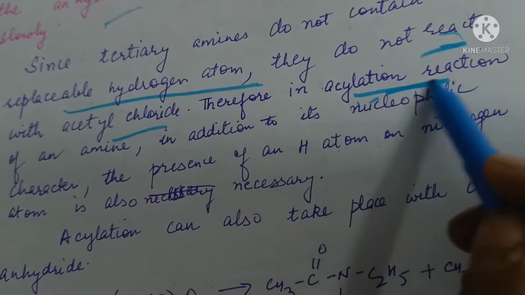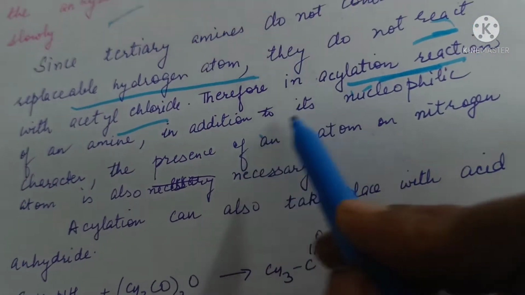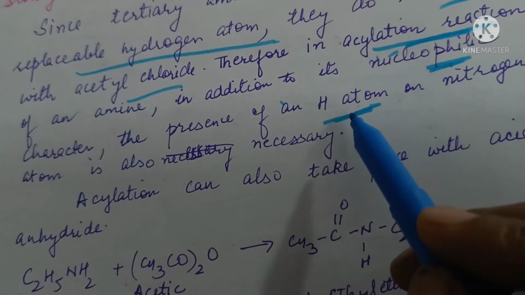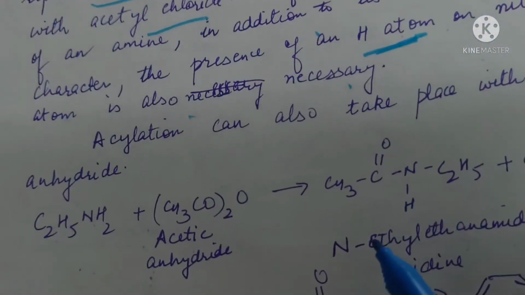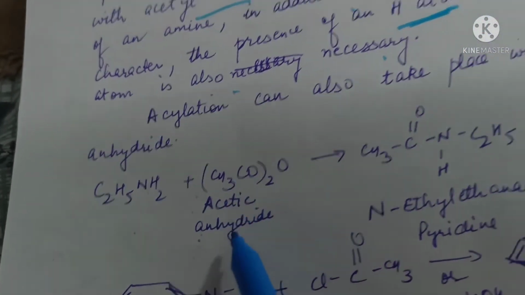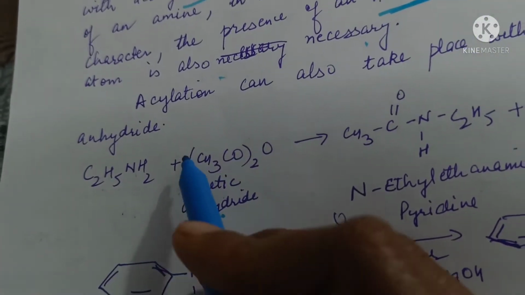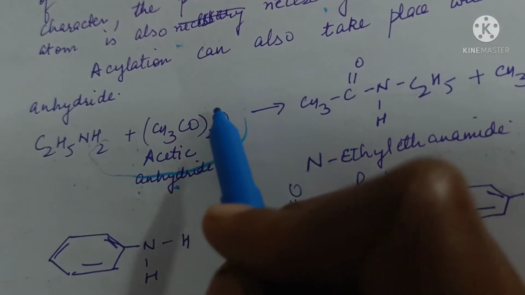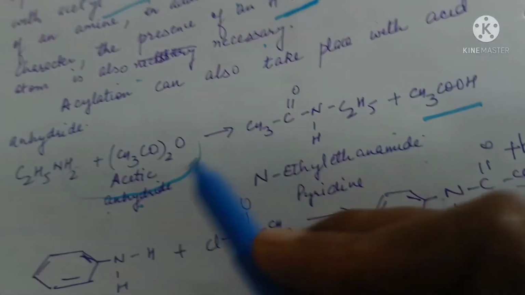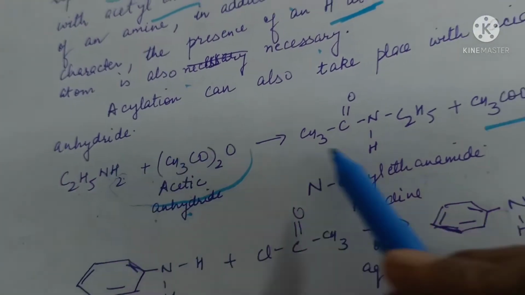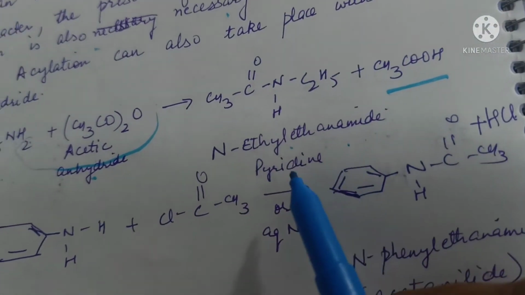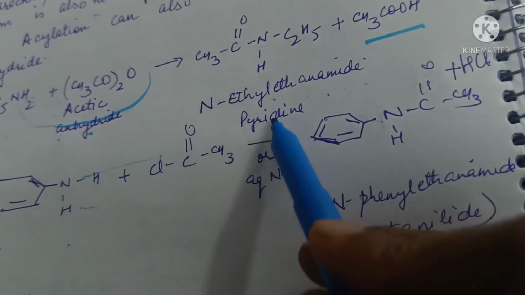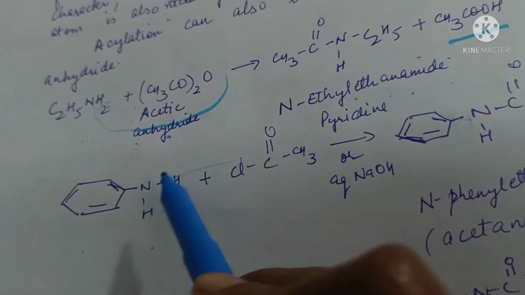Therefore, in acylation reaction, in addition to the nucleophilic nature of amines, the presence of hydrogen atom on nitrogen atom is also necessary. Acylation can also take place with acetic anhydride. So one H will move with the COCH3 part to form acid, other COCH3 gets attached in its place to form N-ethyl ethanamide.